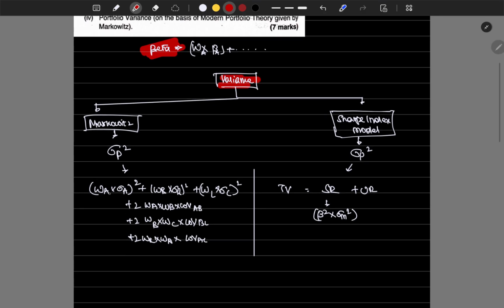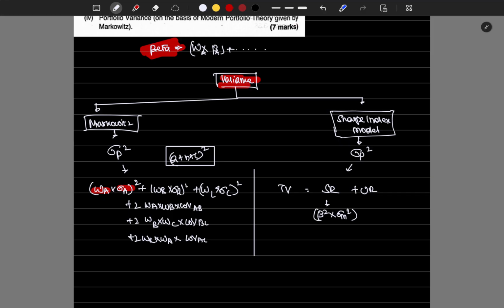The formula for Markowitz is: weight of A into standard deviation of A, weight of B into sigma B, weight of C into sigma C, the whole square. Everything will be whole square, and it will look like the (A plus B plus C) whole square formula. In that way, this formula is framed. And when it comes to the Sharpe index model, the portfolio variance is the systematic variance plus unsystematic variance. The systematic variance formula is beta square into sigma market square.